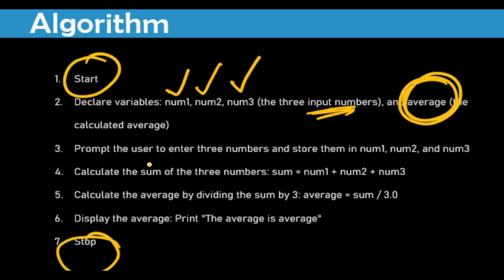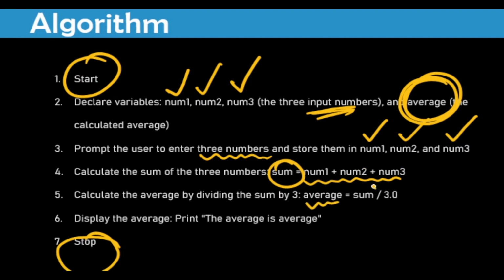Prompt the user means tell the user to enter 3 numbers. I am asking the user to enter 3 numbers. And where do I need to store these 3 numbers? In num1, num2, num3. After storing in num1, num2, num3, what do I need to do? Create a variable named sum and store num1 plus num2 plus num3. I store the sum as num1 plus num2 plus num3. Now what is average? Sum by number of observations. Here the number of observations is 3.